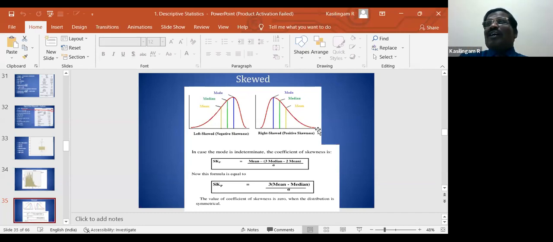The tail is more on the right-hand side, which means some higher income people are there. If we assume that 35,000 is the average income, some people are getting 36,000, 40,000, 50,000, 58,000, 1 lakh, 2 lakh, 5 lakh. So that's the range. The range is more on the right-hand side.